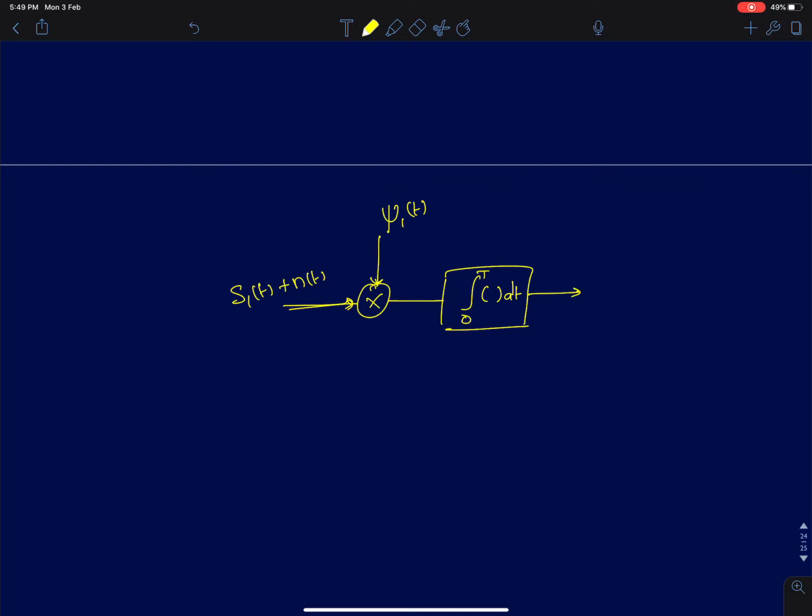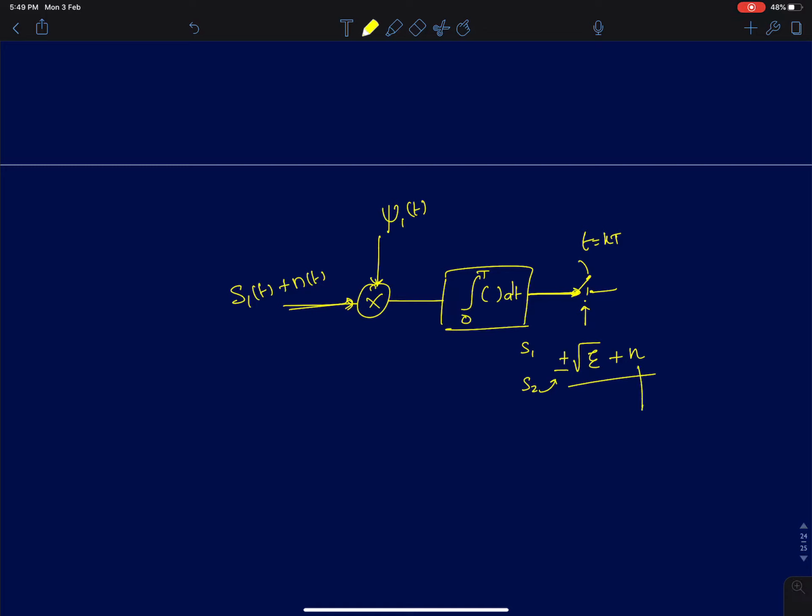Here, if I sample its output at the instant t equal to kT, at the end of T, what I am going to get will simply be plus root E if I transmit S1, or minus root E if I transmit S2. Plus there is also noise which is corrupting it. So this is the main problem.